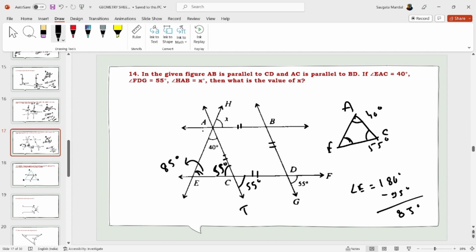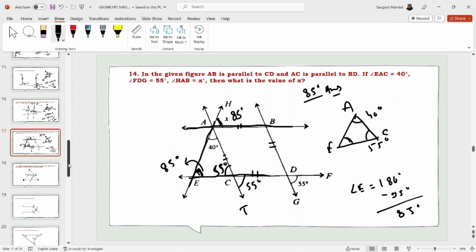Clear? And see the picture. The line AB and line EF are parallel to each other, and HE is a transversal line. So angle E and angle x are corresponding to each other. So the value of x is equal to angle E, that is 85 degrees. So what is the value of x? This is 85 degrees. This is the answer.